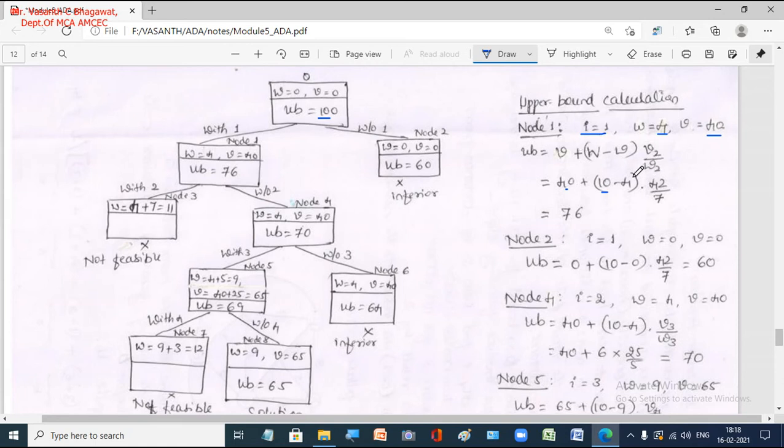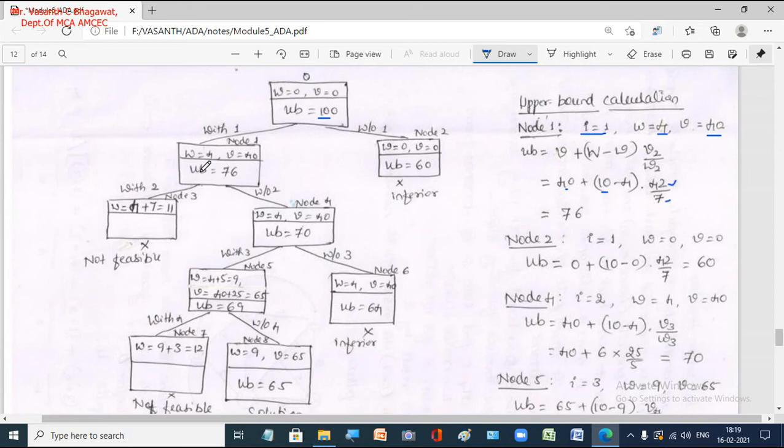In our table, the profit for the second item is 42 and the weight of the second item is 7 kg. So 42 by 7. You just check it here. You will get confused here only. The formula says V of I plus 1 divided by W of I plus 1. I is 1 here, so I plus 1 is 1 plus 1, 2. So V of 2 divided by W of 2. If you calculate, you get upper bound as 76.